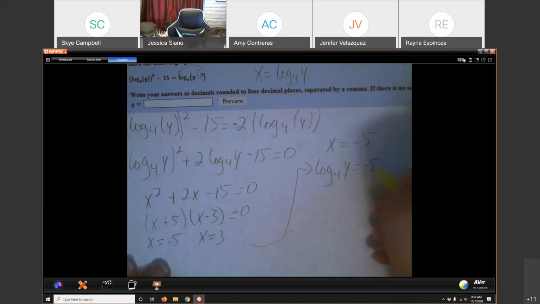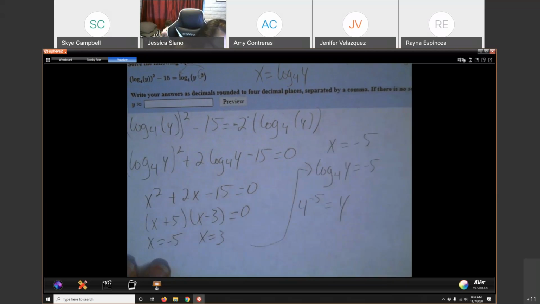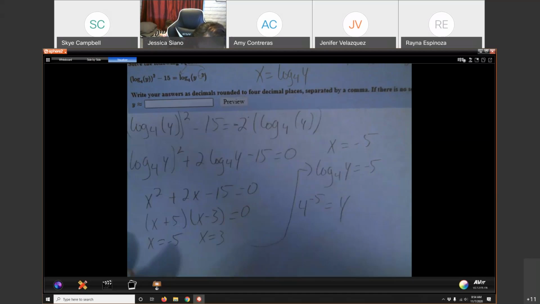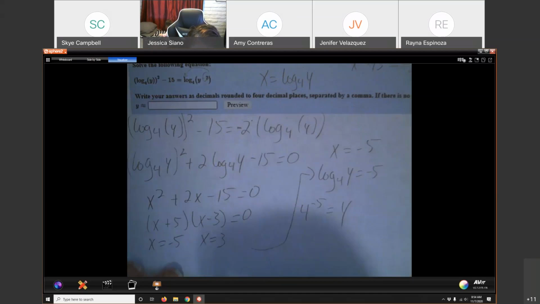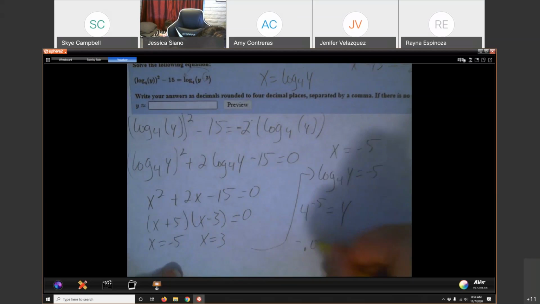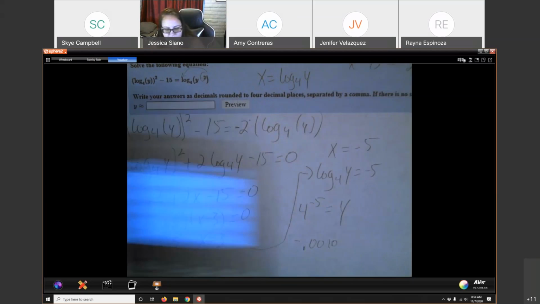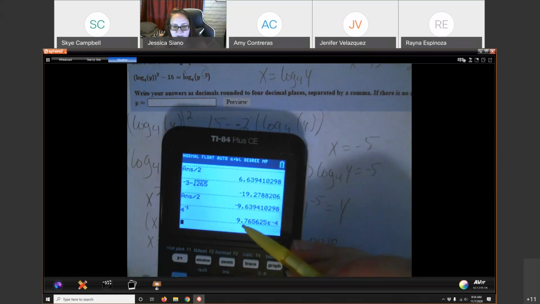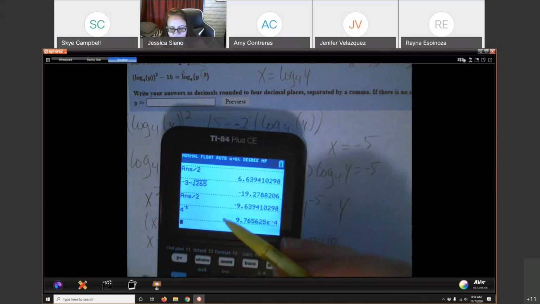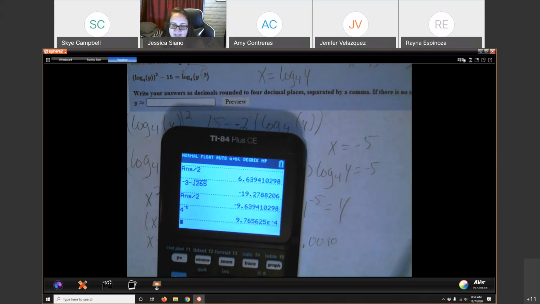And then that would be 4 to the negative 5 equals y, which is going to be a really little decimal. A quick note, that e to the negative 4 means I take this decimal point and I move it back 4 spaces. So this would be 0.00097, but then the 7 would round the 9 up, and the 9 would round up to this.